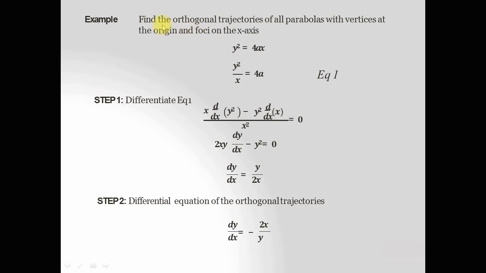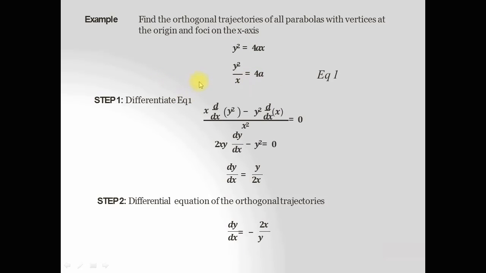Now another example: find the orthogonal trajectories of all parabolas with vertices at the origin and foci on the x-axis. y square is equal to 4ax. This is the given equation, and it can be written, dividing both sides by x, as y square divided by x is equal to 4a. This is equation number 1.